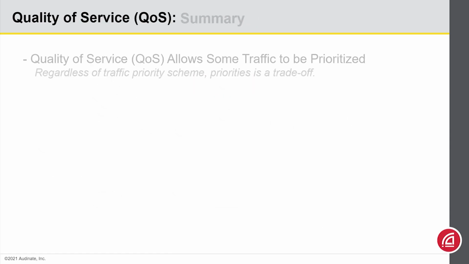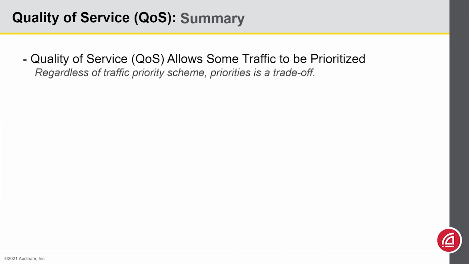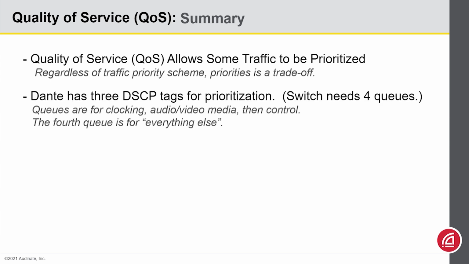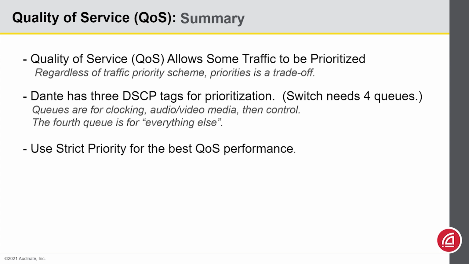So, in summary, quality of service is a protocol that helps us prioritize some traffic on the network over others. Dante uses 3 queues. Optimally, the switch would support at least 4 of them, so you can have a best effort category for all other traffic to fall into. Finally, when engaging quality of service, make sure your switch is set for strict priority, not a round robin or other weighted performance modes.